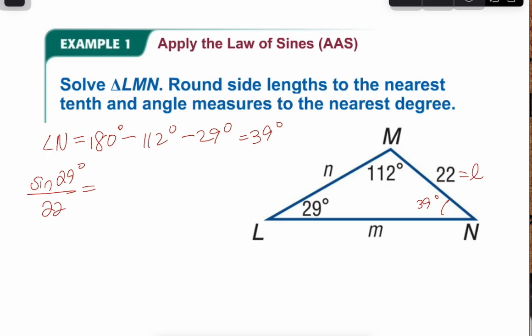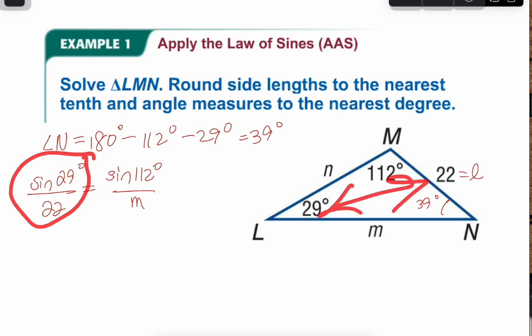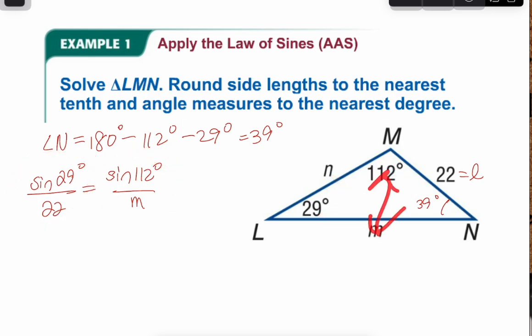They gave that to us. So I know the sine of angle M over little m. So let's check. This is L. They're across from each other. This is M. They're across from each other. So that's the way to tell that you've set the law of sines up correctly.